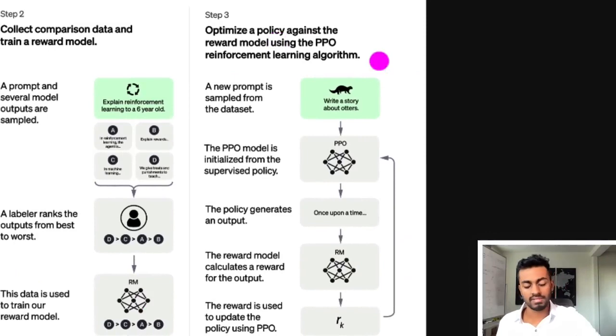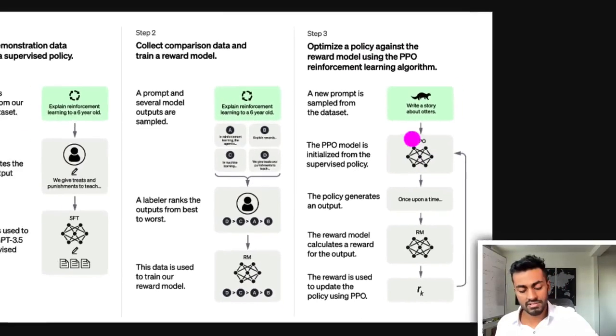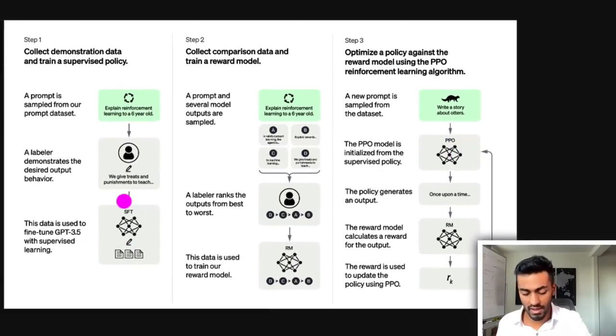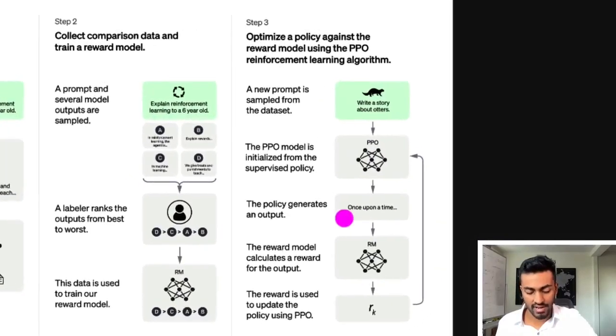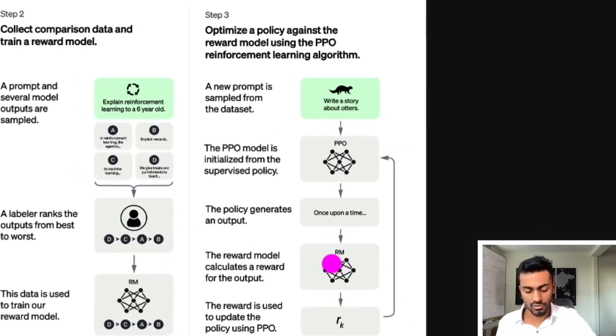And now in step 3, we'll take an unseen prompt, pass it through a copy of the supervised fine-tuned model, and then we are going to generate a response. And this response is passed through the rewards model to get some rank that quantifies how good this response was. And now this rank is going to be used to further fine-tune our fine-tuned model. And the way that it's done is that this rank is going to be used in the loss function of this model to backpropagate some updates to the parameters.